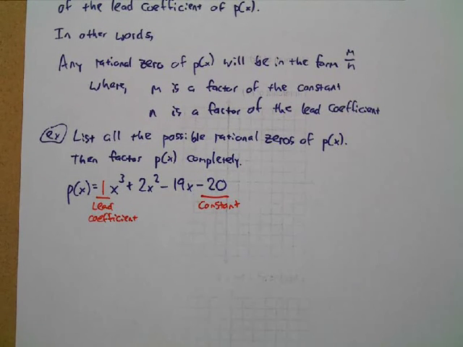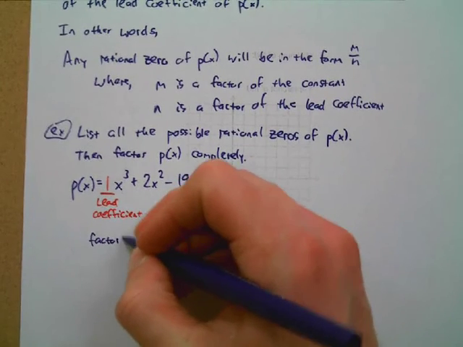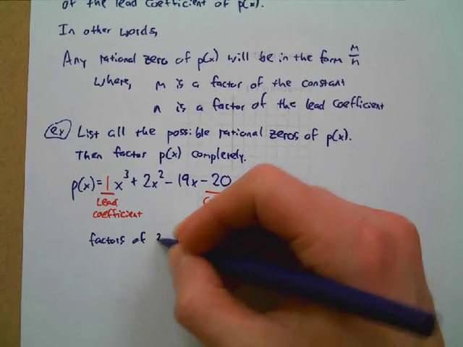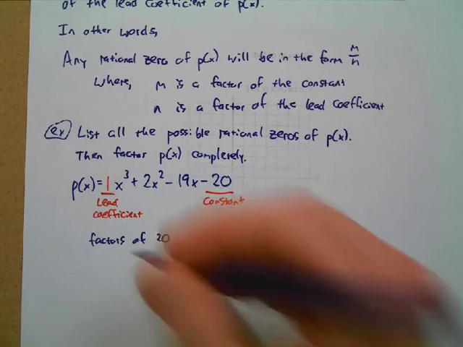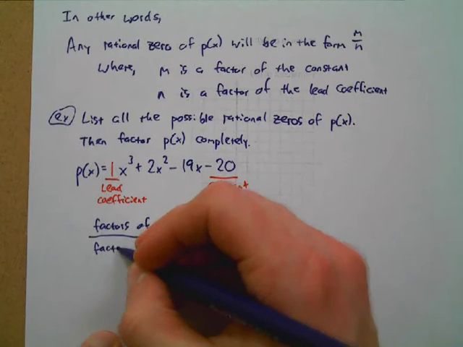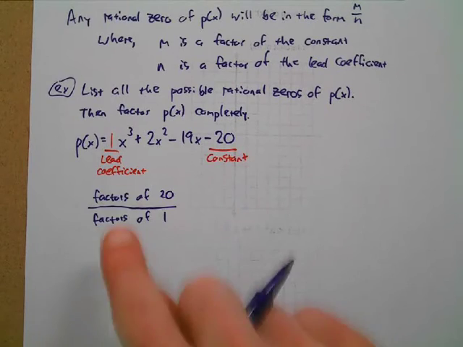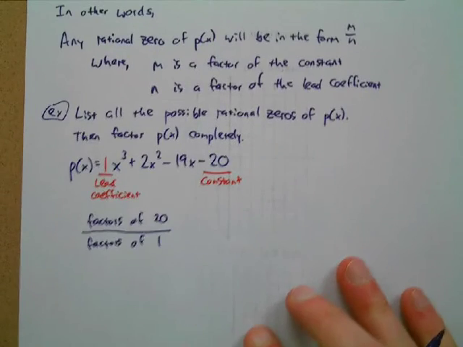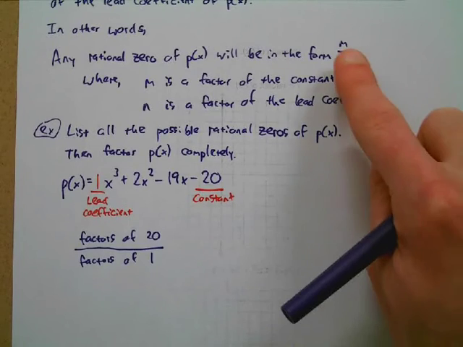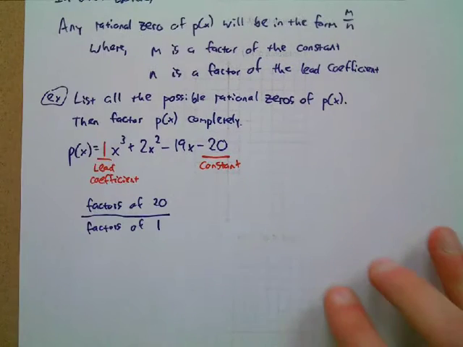So our possible rational zeros are going to have factors of that 20. And you can say negative 20 or 20 there. It doesn't really matter because all the factors of 20 will be the same as the factors of negative 20. So I'm just going to put 20. But if you want to put a negative 20, that's fine. And then we'll go over the factors of 1. So this is the format of all of our rational zeros, right? m over n. m is a factor of the constant, n is a factor of the lead coefficient. So we're going to do factors of 20 over factors of 1.